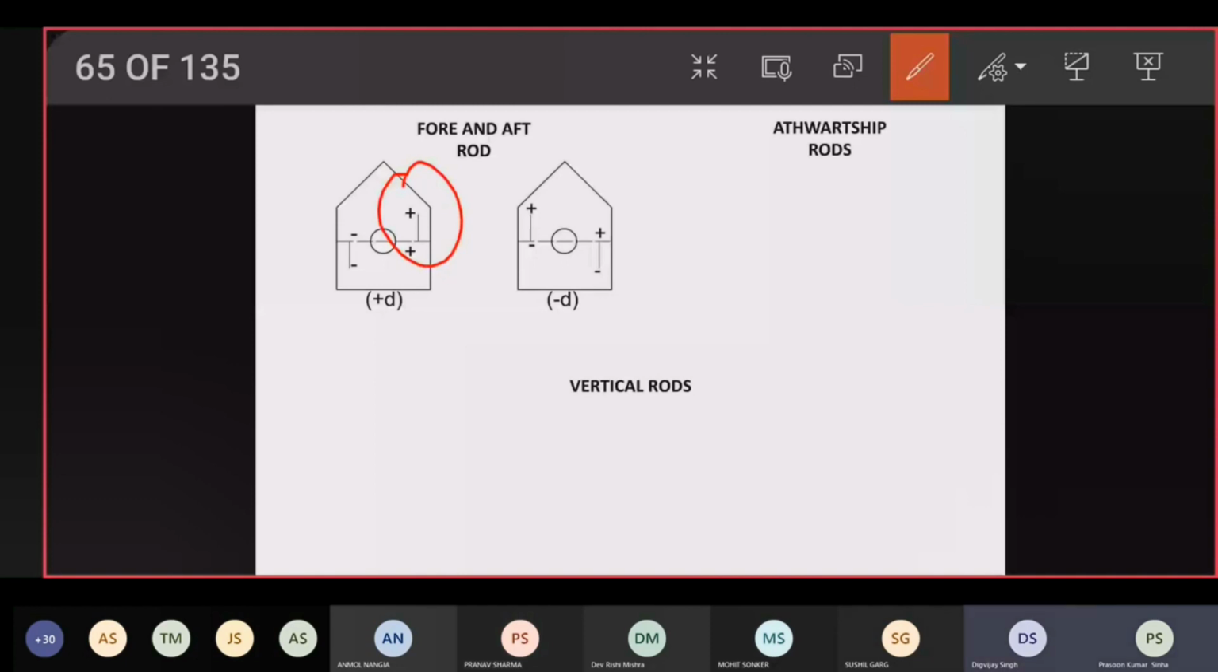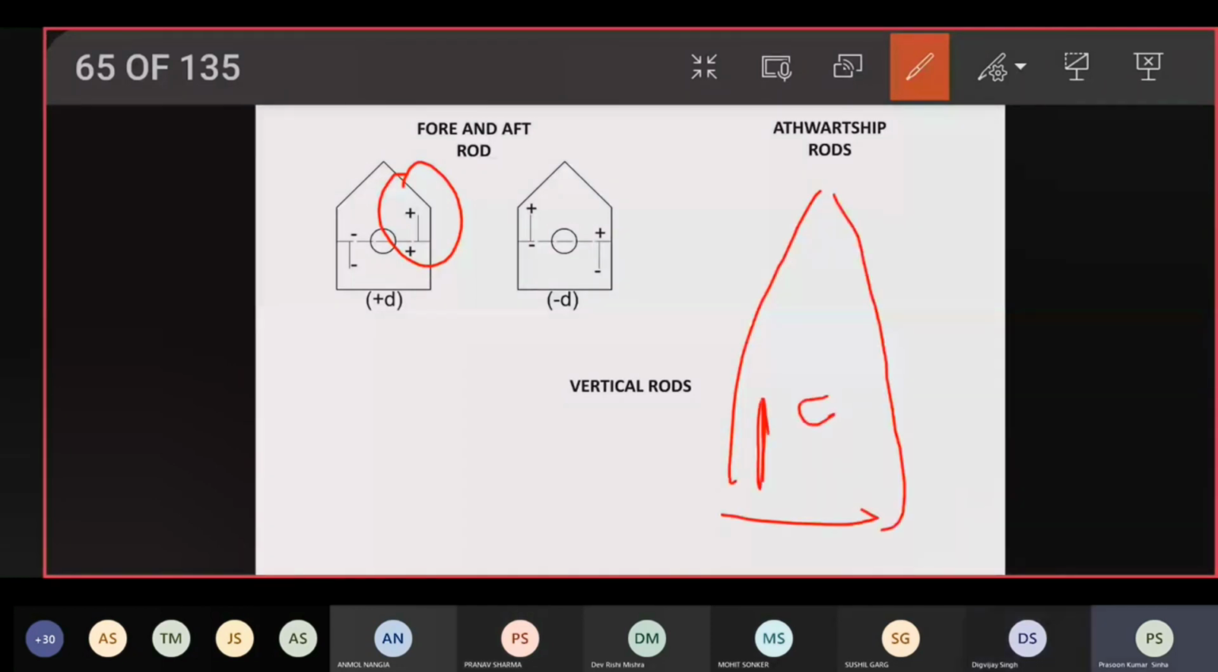There can be a situation, for example, that the compass is like this and there is a rod which is existing like this. What should I name this rod? Is it positive rod or negative rod? Negative. Why negative? This is negative, this is negative, so the rod is positive, no?